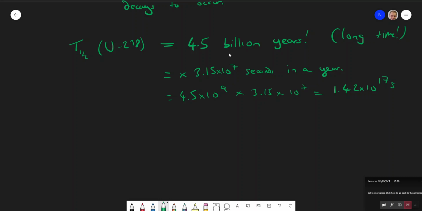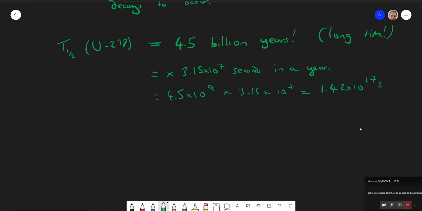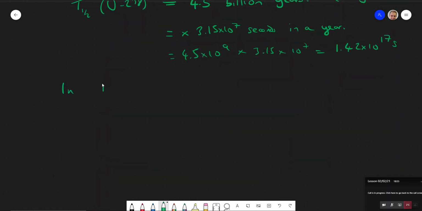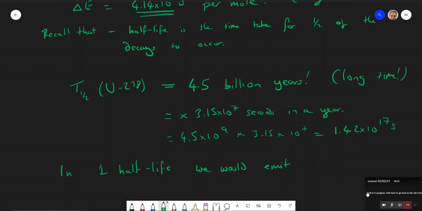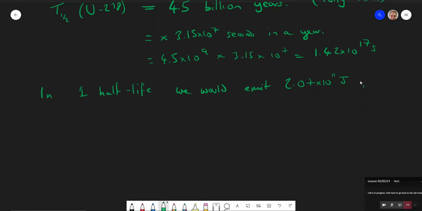In one half-life, we would have emitted half of this energy. So let's say we've got this thing, and over one half-life we will lose half of it. We lose about 2.07 times 10 to the 11 joules, and it'll take this long. So in one half-life, we would emit, say we're a lump of uranium, 2.07 times 10 to the 11 joules, so it's half of the number at the top, in 1.42 times 10 to the 17 seconds.